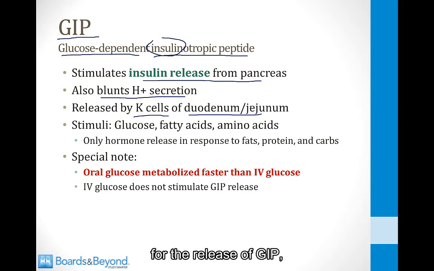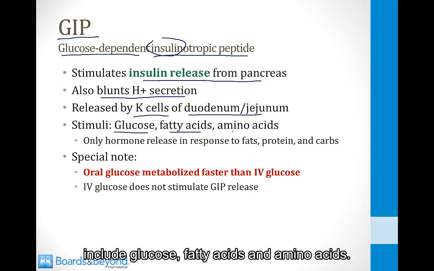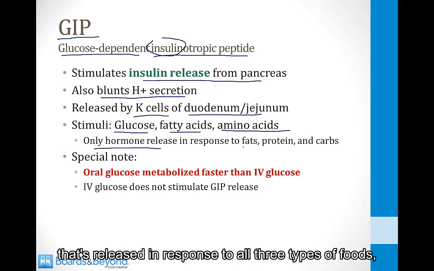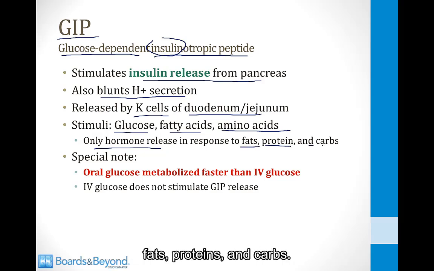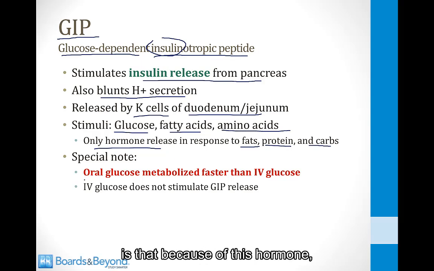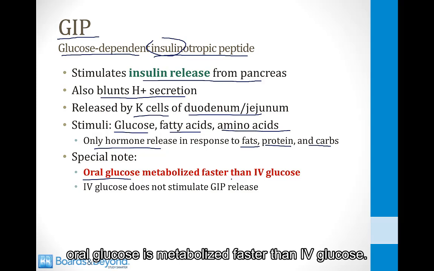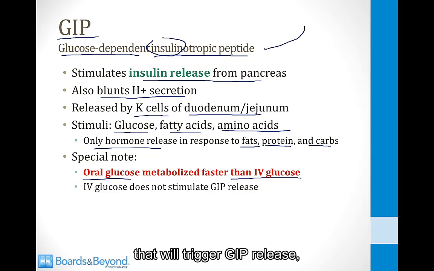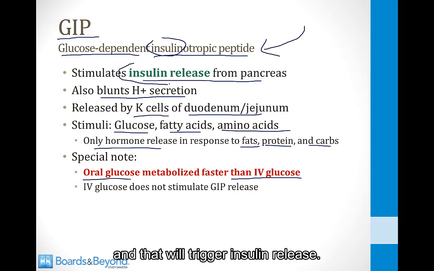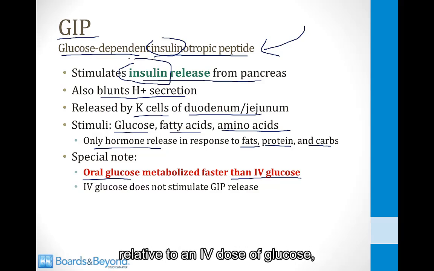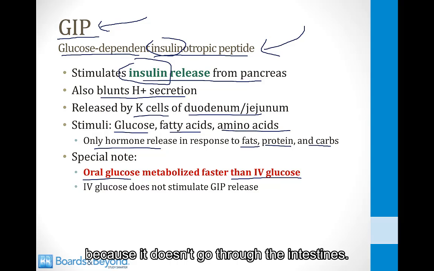And the stimuli for the release of GIP include glucose, fatty acids, and amino acids, and it's unique in that it's the only hormone that's released in response to all three types of foods: fats, proteins, and carbs. And the most high-yield thing to know about GIP is that because of this hormone, oral glucose is metabolized faster than IV glucose. If you administer oral glucose to a patient, that will trigger GIP release, and that will trigger insulin release, and as a result, that glucose will be metabolized quickly relative to an IV dose of glucose, which does not trigger GIP release because it doesn't go through the intestines.